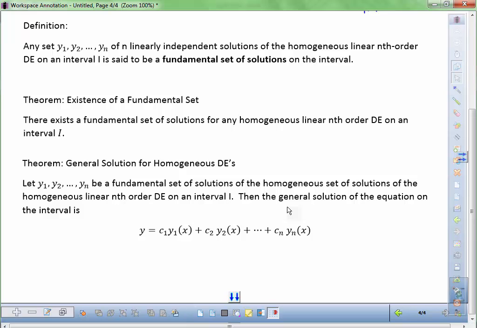So to get the general solution for a homogeneous differential equation, you need to have as many fundamental solutions as the order of the differential equation. So if it's a second order, we're looking for 2 fundamental solutions. If it's a third order, we're looking for 3 fundamental solutions. Okay?